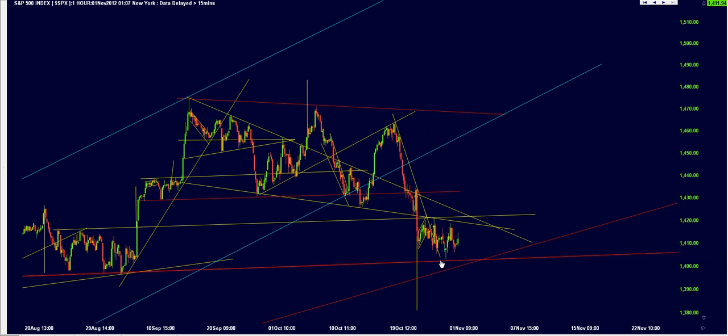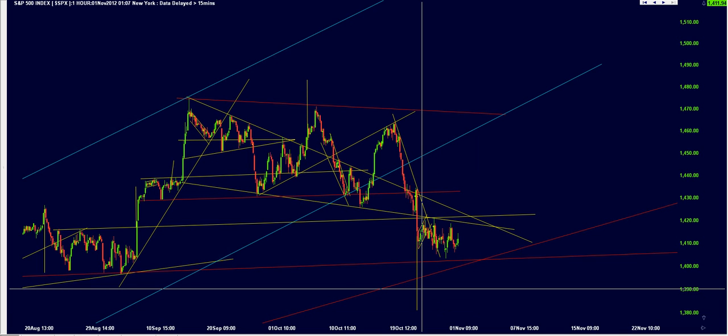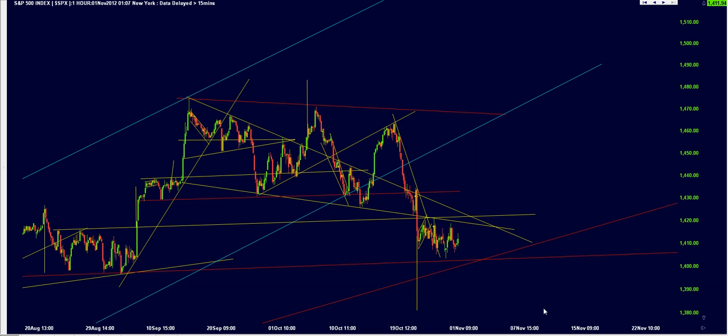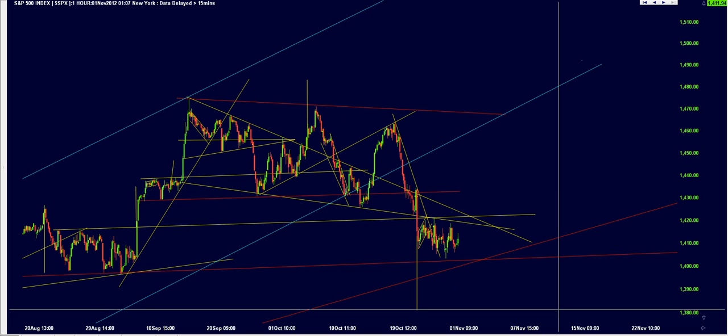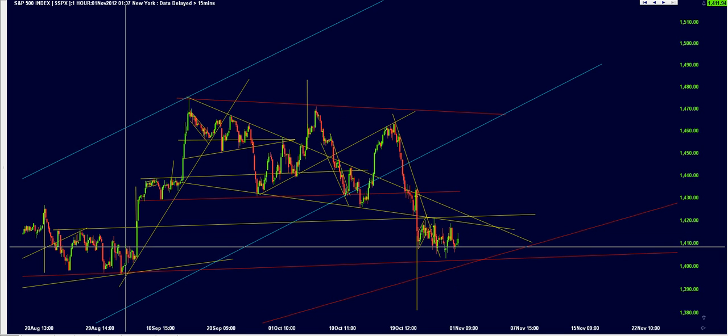But even if we do break these areas of support and we do reach that 1382 level, well, my view is that we would eventually hit around the 1330 area anyway. If you'd like a more detailed explanation of what's going on here, just go back to the weekly review, and that explains a little bit more about the S&P 500. Alright, let's take a look now at the ASX 200.